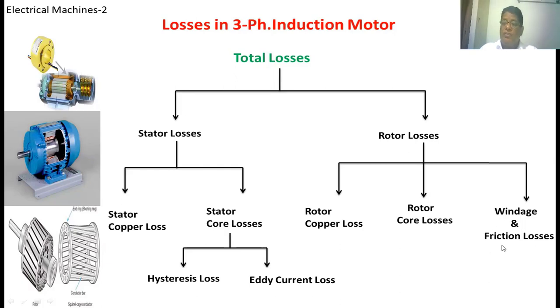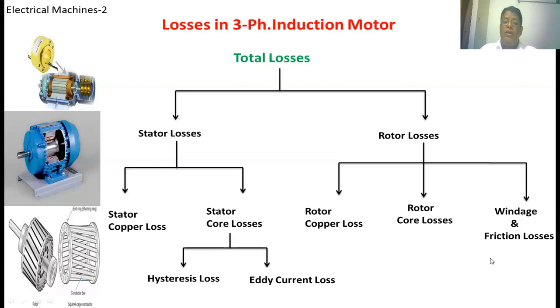Next, frictional loss. The rotor is supported with bearings. When the rotor is rotating, some amount of friction occurs in the bearings. So some amount of power will be wasted to overcome that friction. That loss is nothing but frictional loss. These are the different losses that occur in a three-phase induction motor, in the stator as well as the rotor.